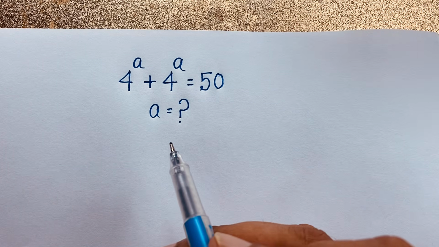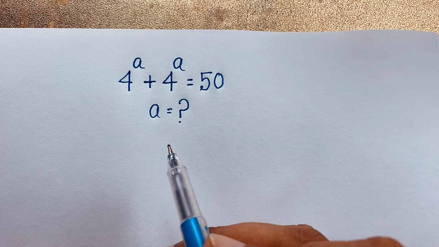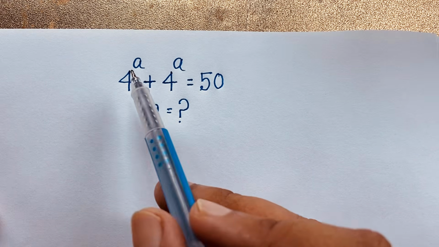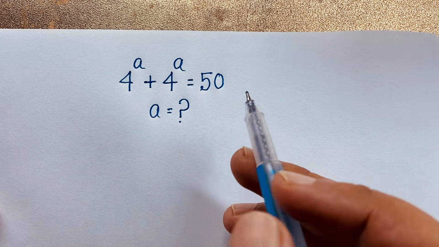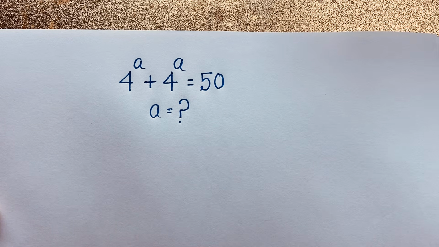Today we are going to solve an interesting exponential math problem, which is 4 to the power a plus 4 to the power a is equal to 50. A is equal to what? How to solve this interesting maths problem?